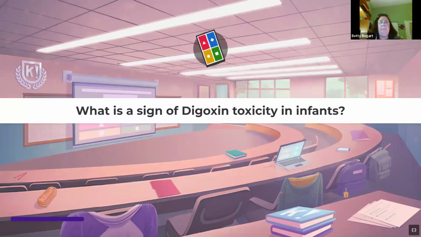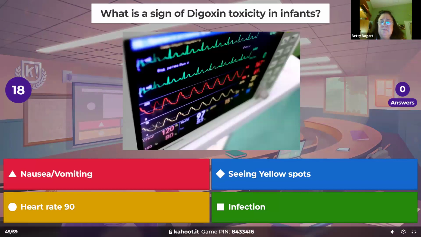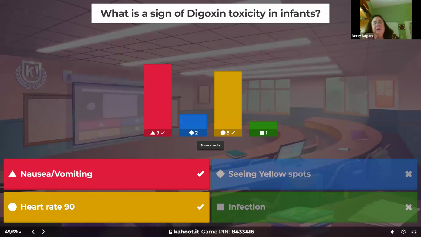What is a sign of digoxin toxicity in infants? So we know it's the vomiting, and yes, decreased heart rate. In adults, they might see yellow spots, okay? Digoxin toxicity has nothing to do with infections.